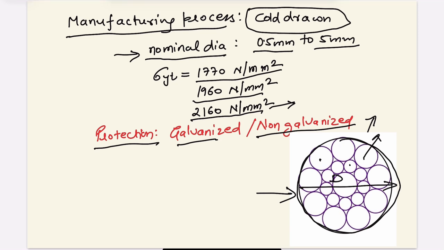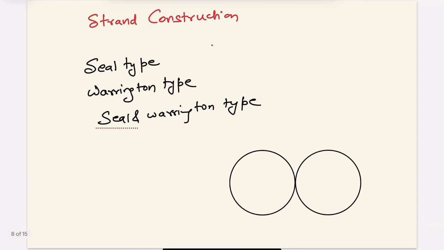Now we will move into the strand construction, how the different types of strand construction work, and what exactly is Seale type, what is Warrington type, and what is Seale and Warrington type.